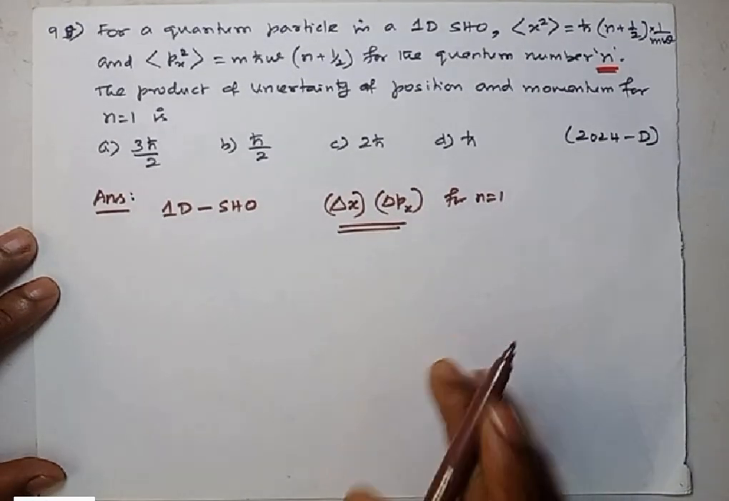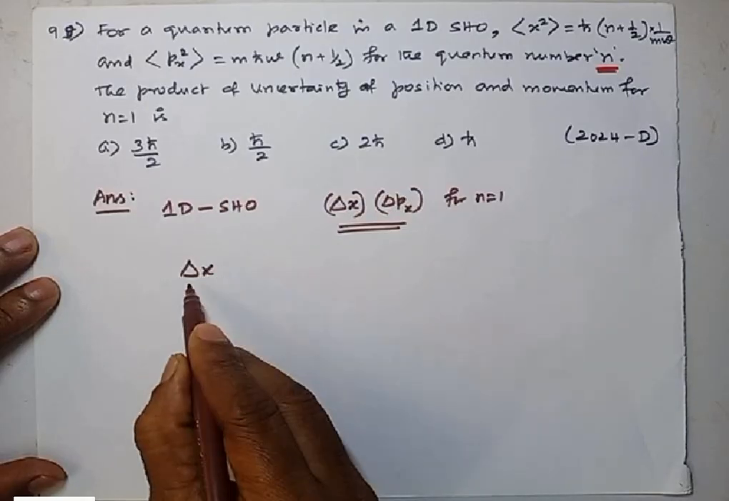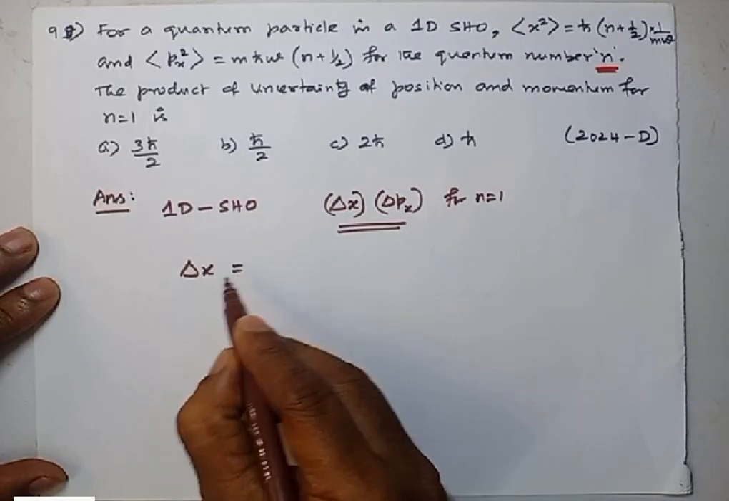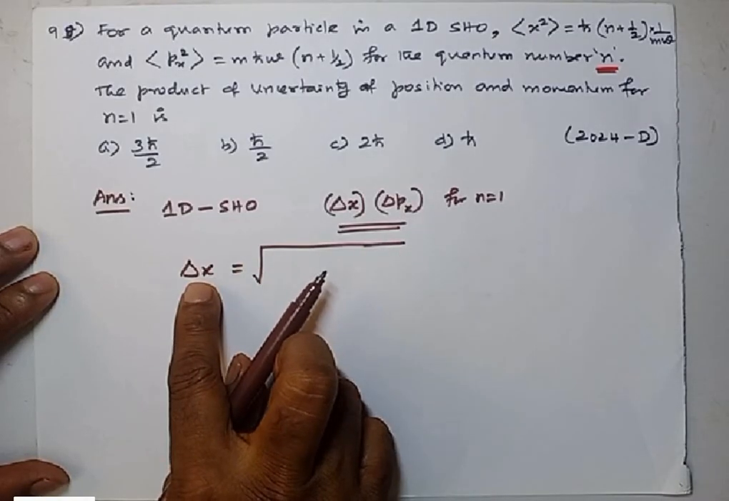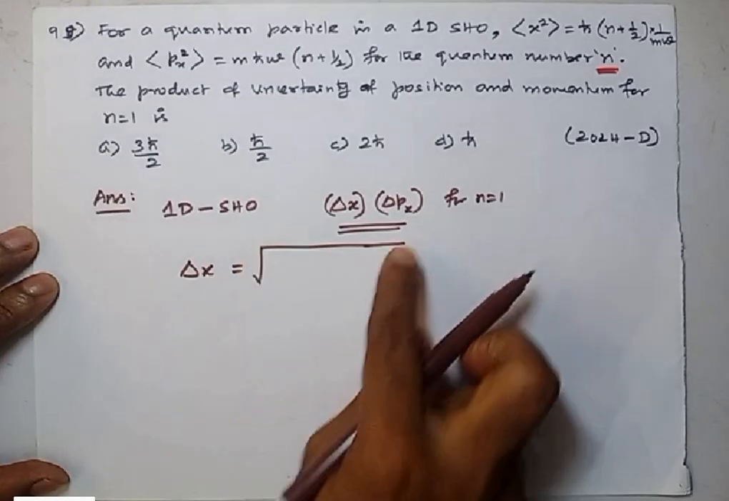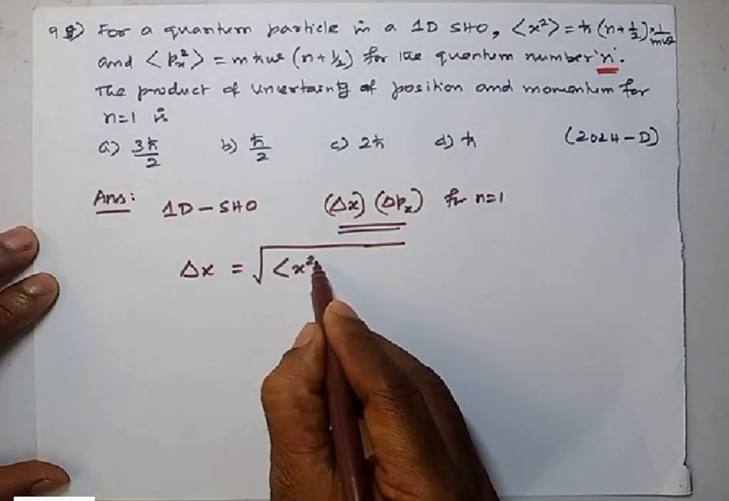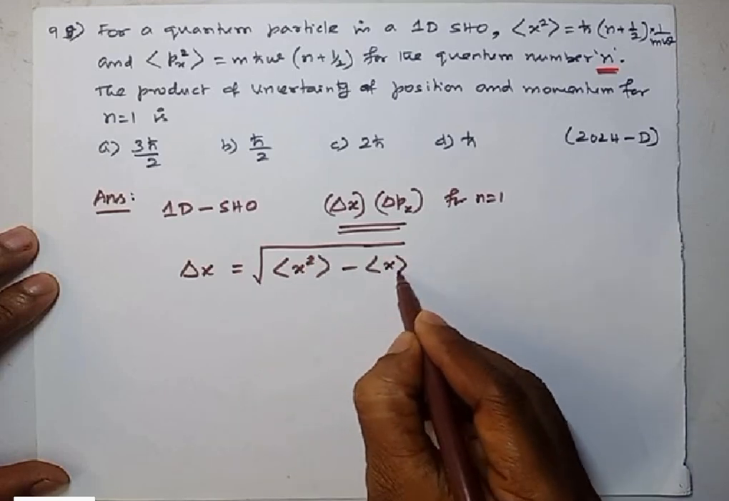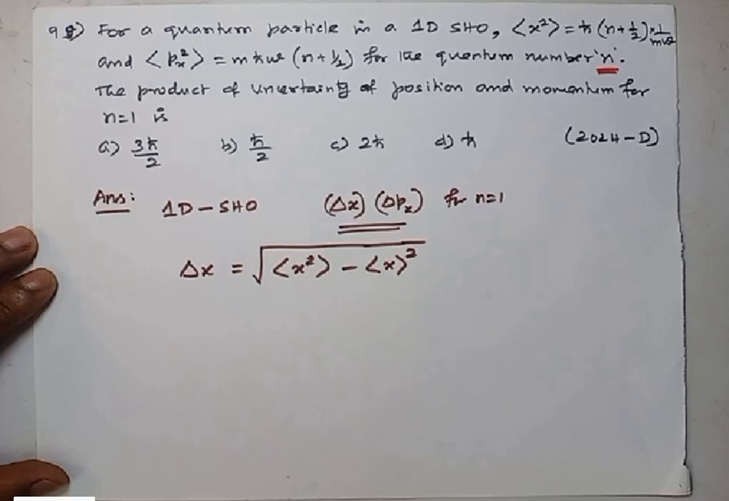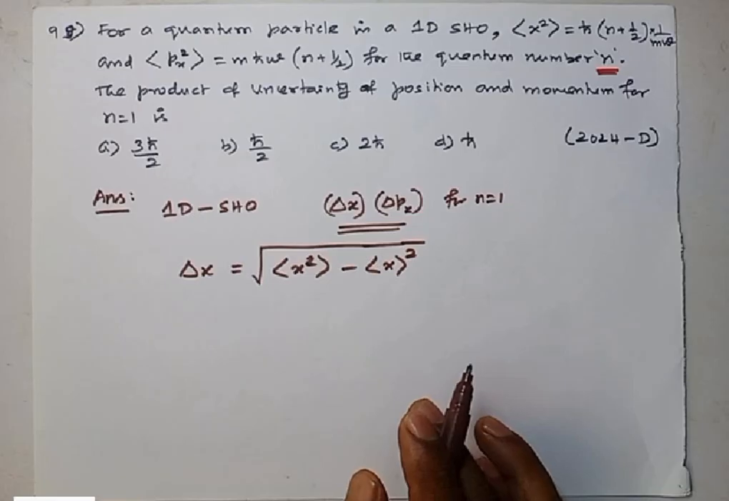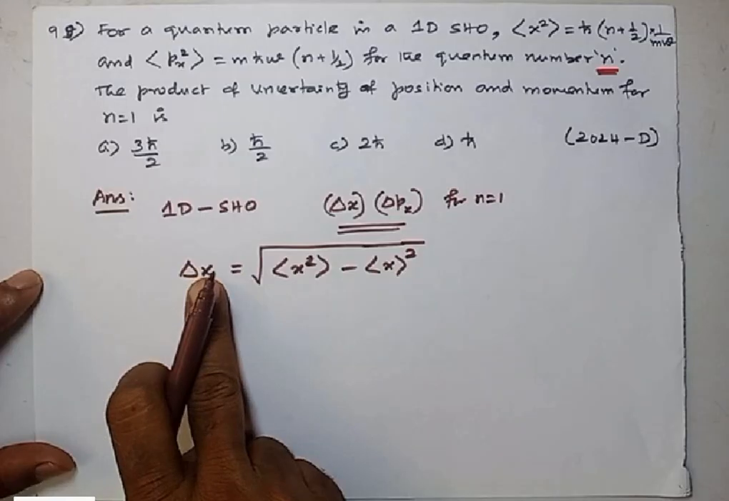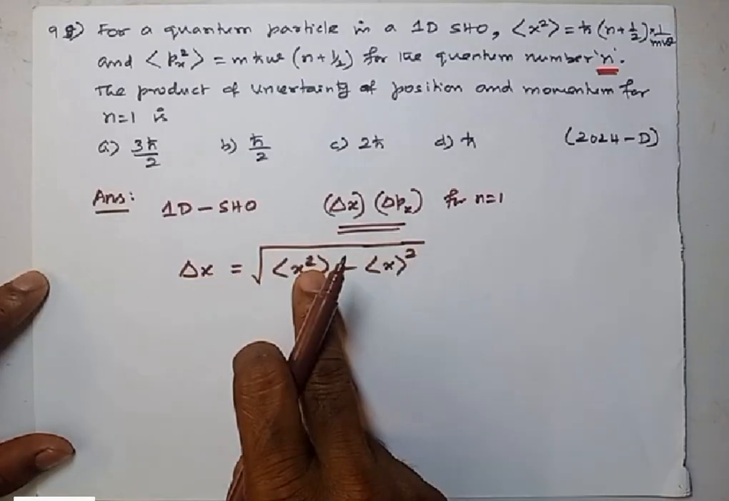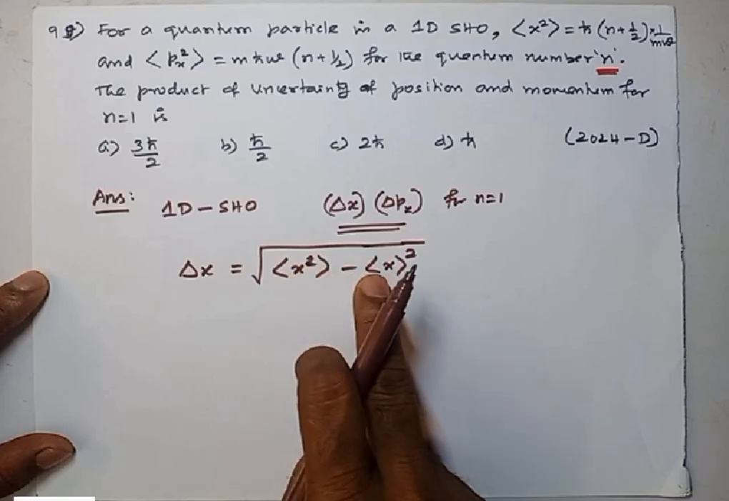Very simple. You know very well the uncertainty in position, or delta x, is nothing but the standard deviation, which is the square root of the average of x square minus the average of x the whole square. This is the formula. This is the general uncertainty formula, so delta x is equal to our standard deviation formula.